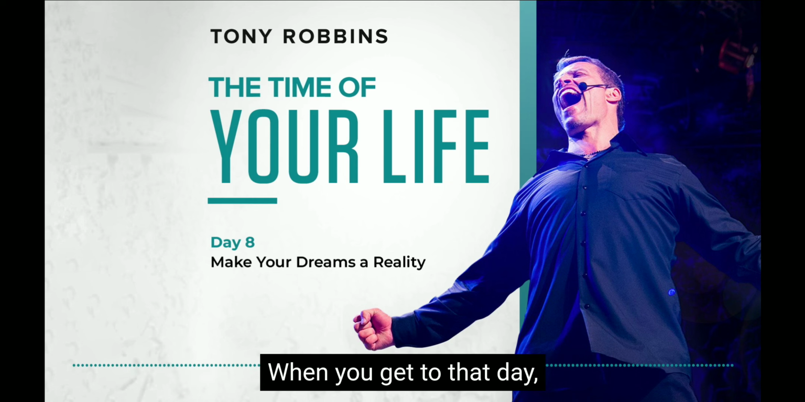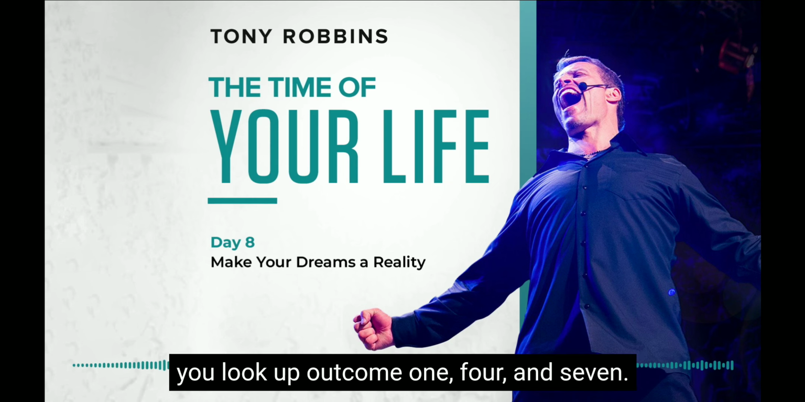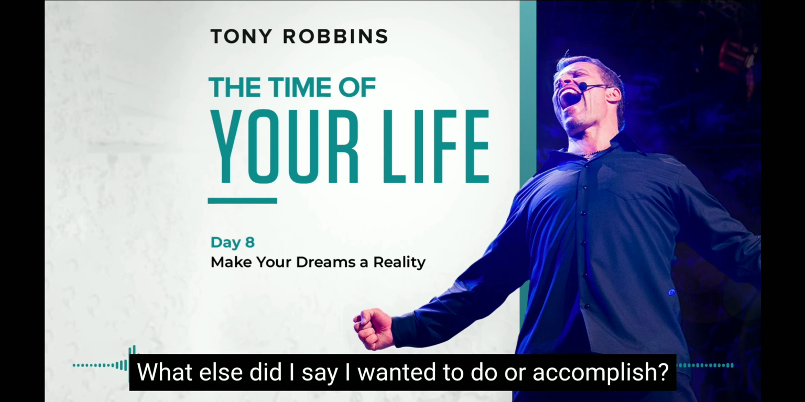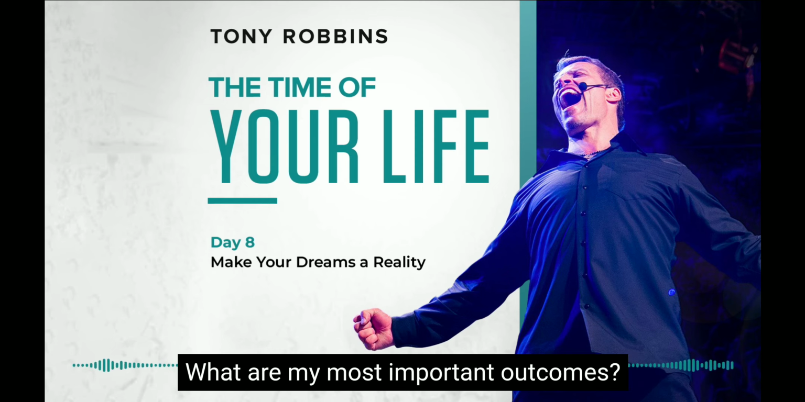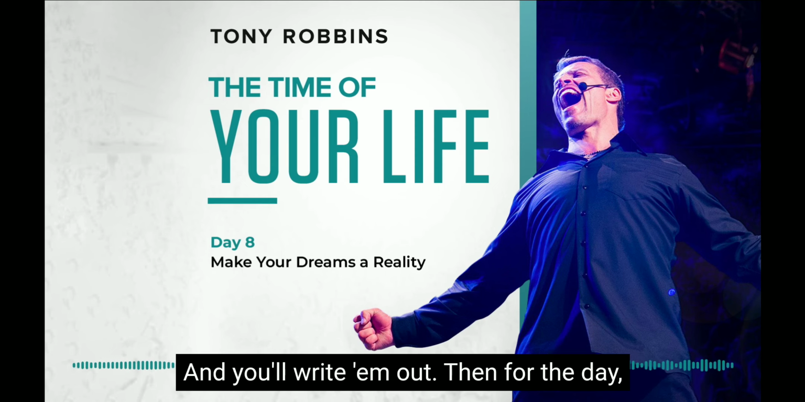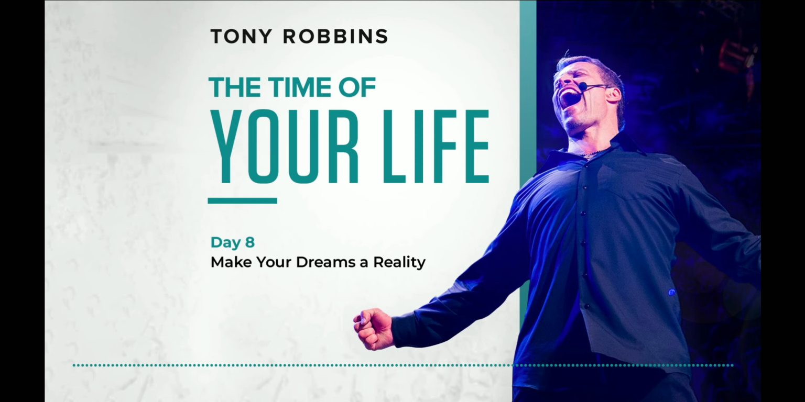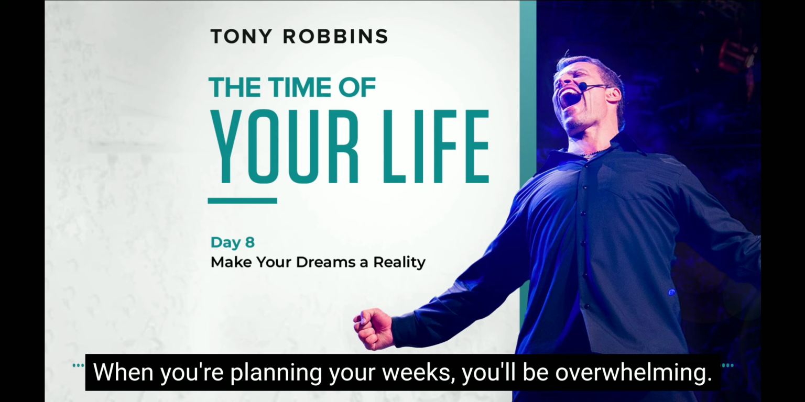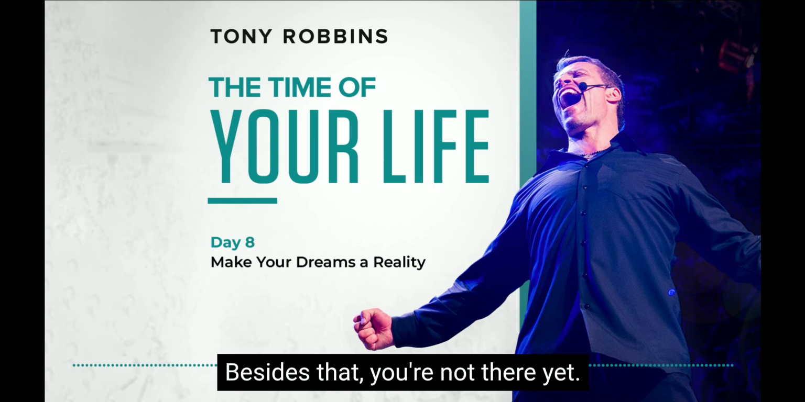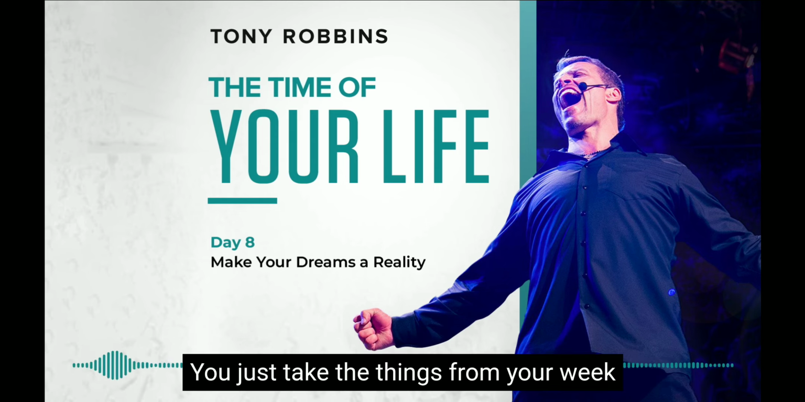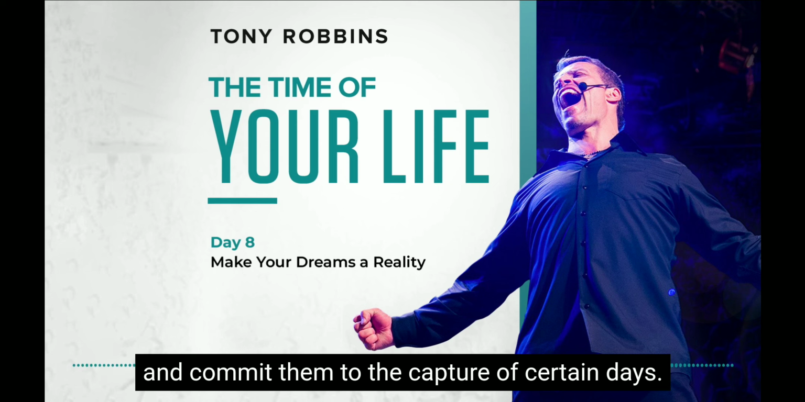When you get to that day, you look up outcome 1, 4, and 7. You'll say, do I want to do these? What else did I say I wanted to do or accomplish? What are my most important outcomes? And you'll write them out then for the day. You don't plan your days when you're planning your weeks. It'd be overwhelming. Besides that, you're not there yet. You just take the things from your week and commit them to the capture of certain days.